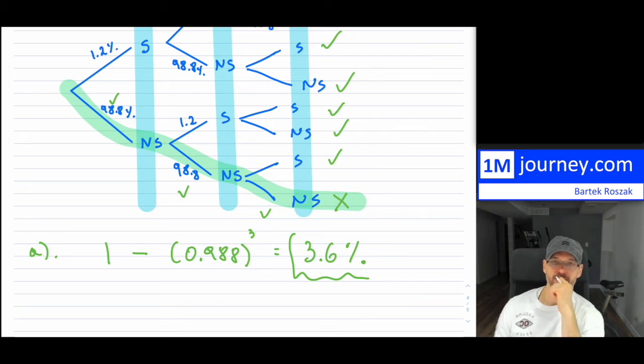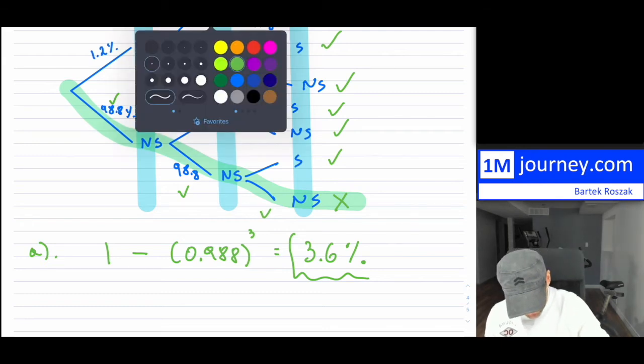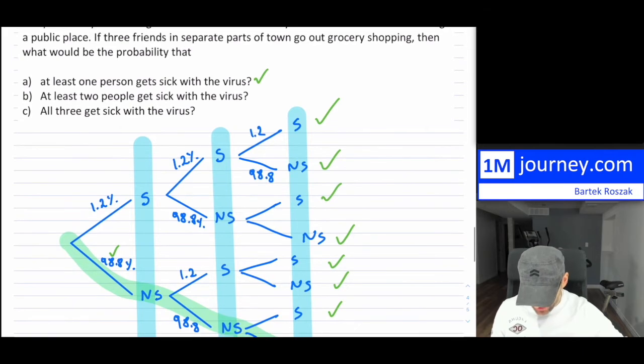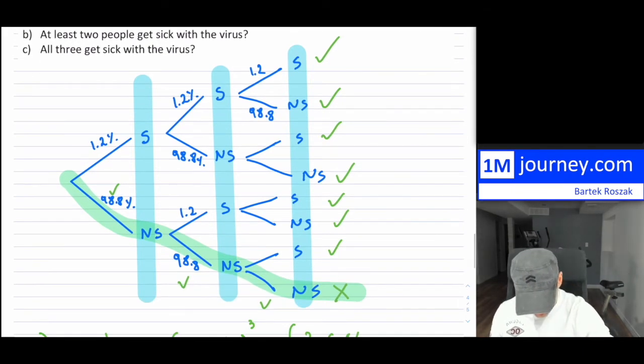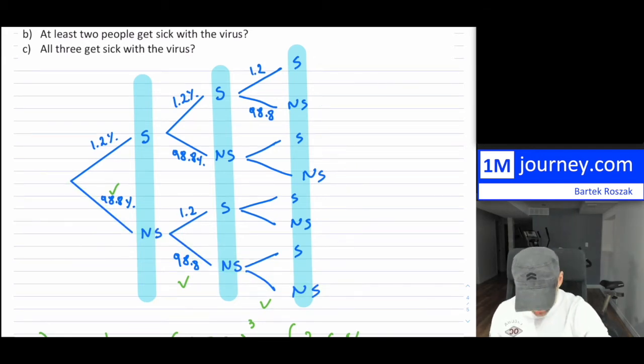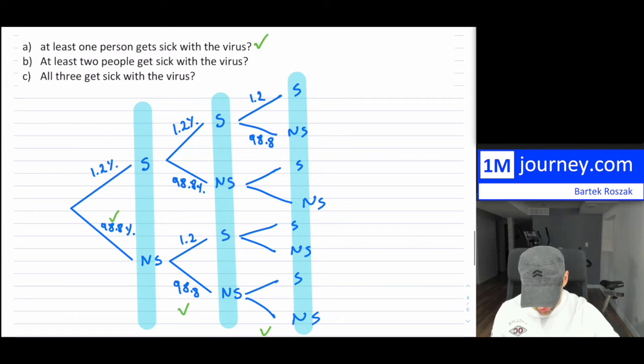So now what about the rest? So for part B, it says at least 2 people get sick with the virus. So at least 2 people. This would count because that means all 3 people got sick. This would count because here 2 people got sick, so that's the branch there. So this one will count.